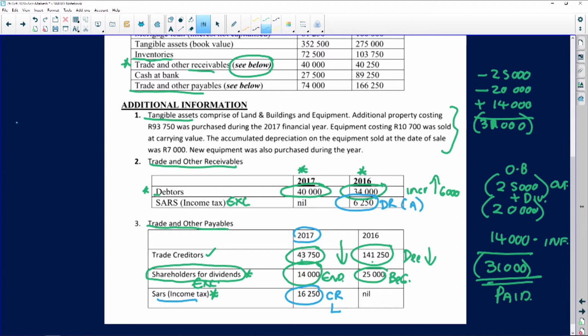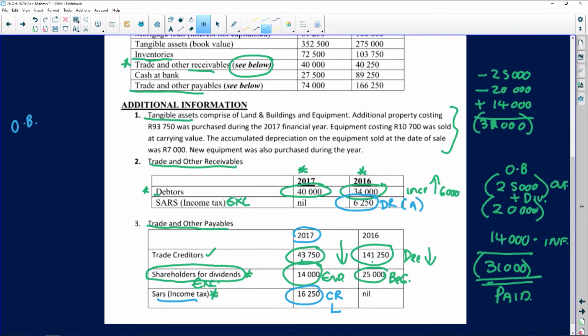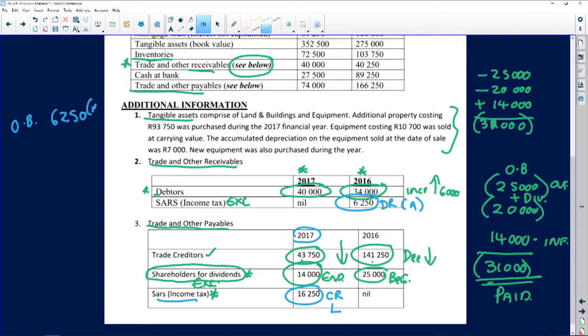Right, so what are we going to do with this calculation? Once again, we're going to begin with our opening balance, just as we did for dividends. So my opening balance at the beginning of the year is an amount of 6,250. Now guys, if you look at this opening balance, SARS owes the business 6,250. So this money is going to be deposited into the business's bank account. We are not going to pay this money. We are going to receive this money from SARS. Hence, it is an inflow of cash.